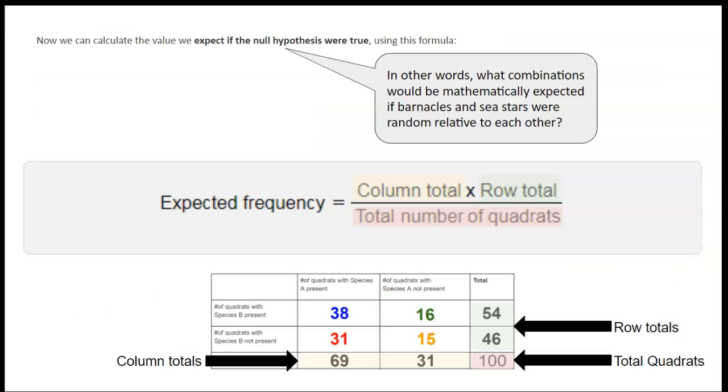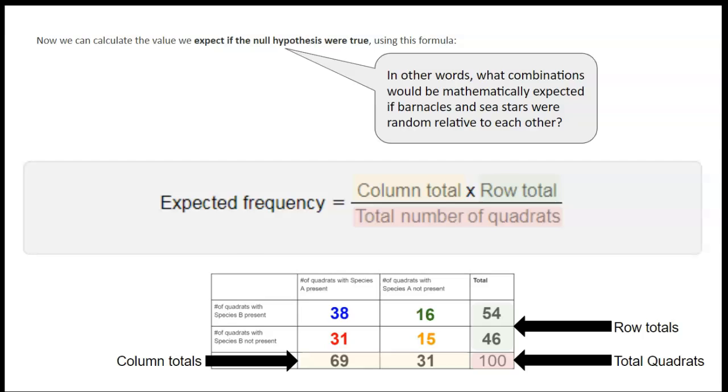Observed. Now we can calculate the expected data. In this case, we're going to calculate what we would expect if the null hypothesis were true, meaning that if there was no association, okay? So here's the formula that you're going to use: the column total times the row total divided by the total number of quadrats.